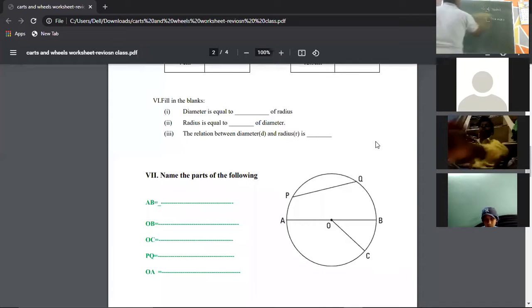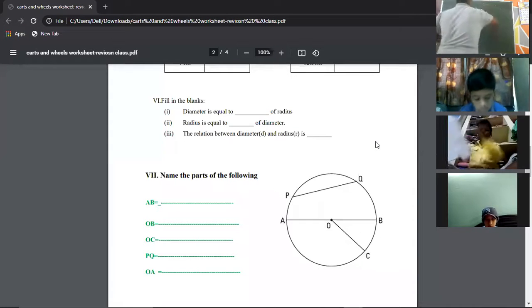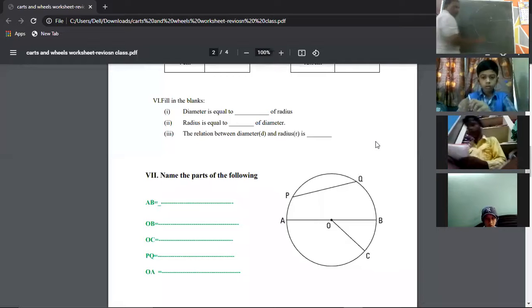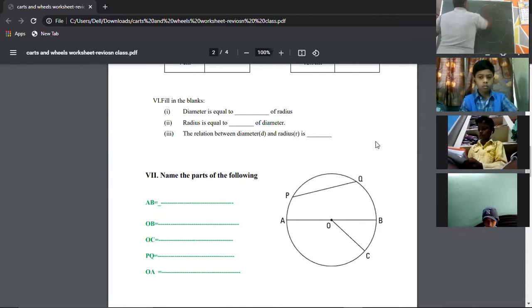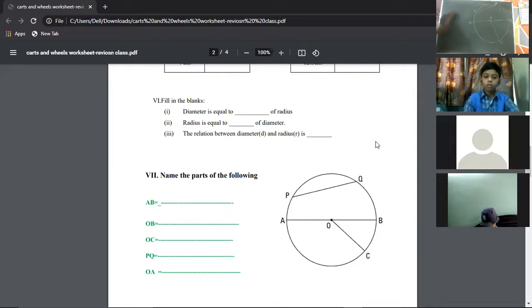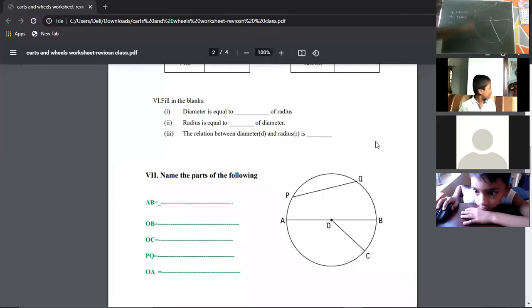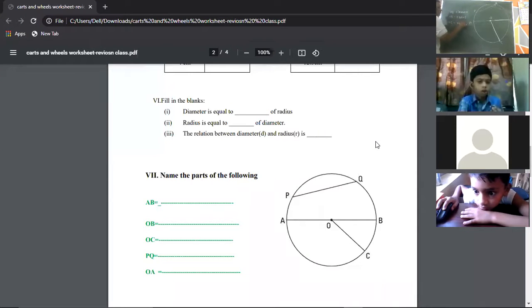Diameter. OB is called radius. OC also called radius. Center. Radius.